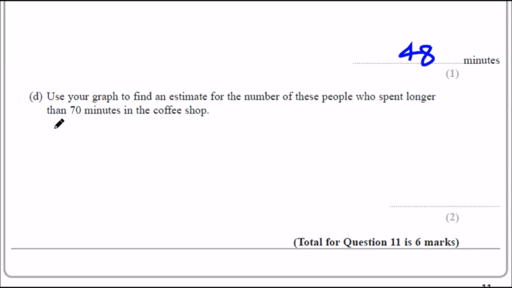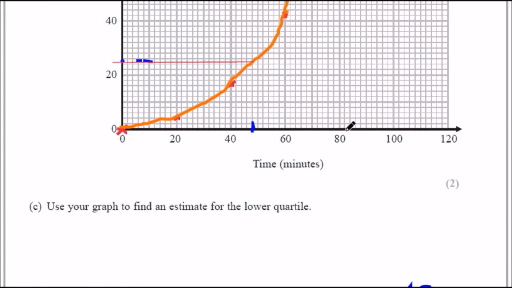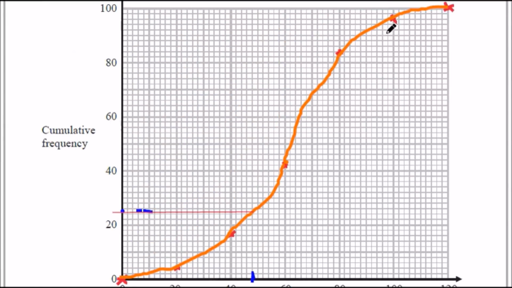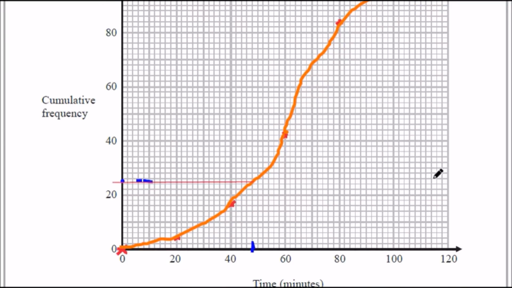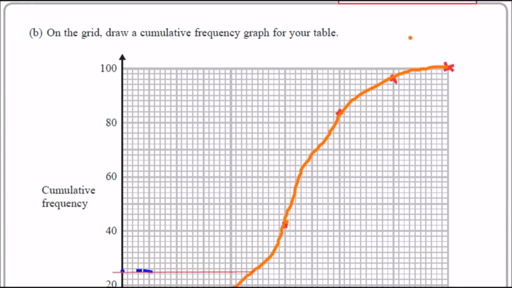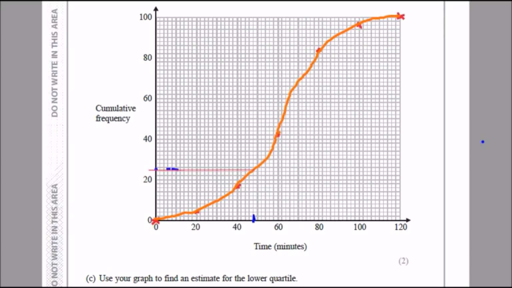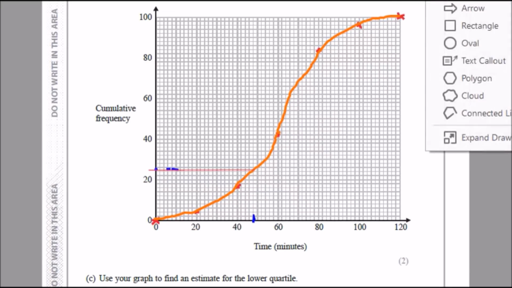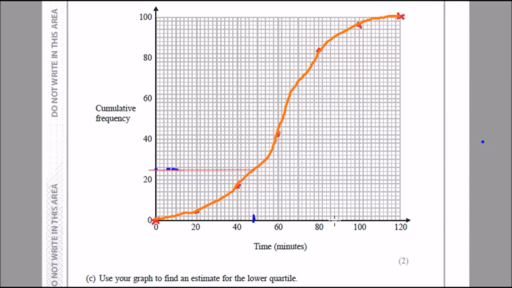Part D. Use your graph to find an estimate for the number of these people who spent longer than 70 minutes in a coffee shop. This literally means that we need to draw a line from 70 up until it hits the curve and see how many people are left from that point. Let me zoom out again. Draw a straight line, 70. So 70 is about here.